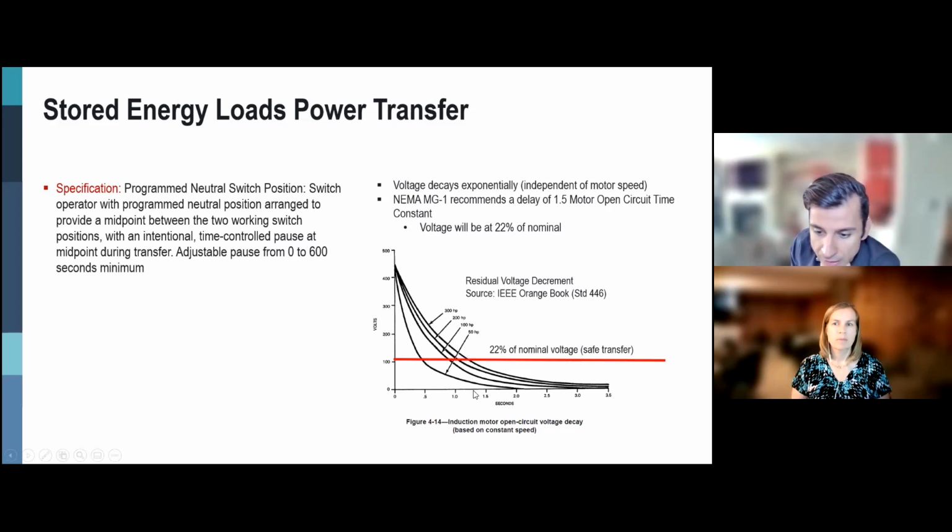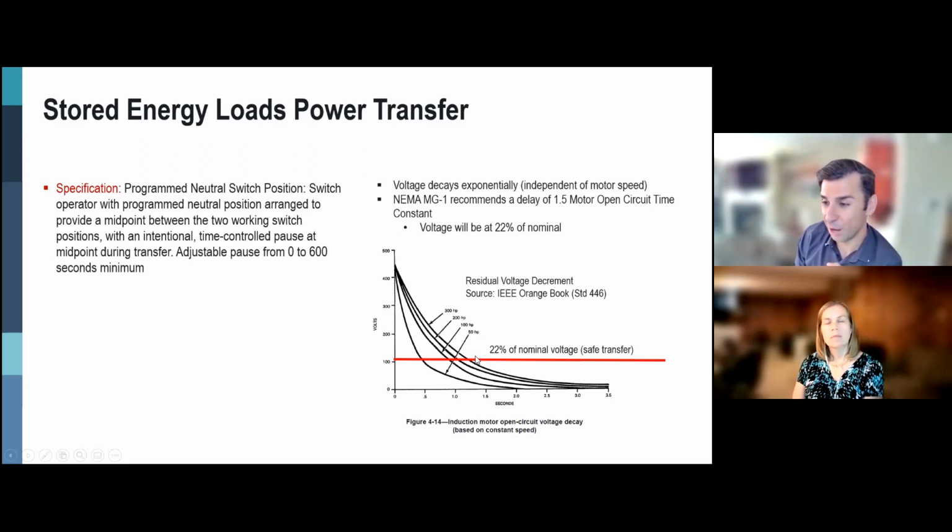It's about less than 1.5 seconds. So it's about maybe 1.2 or 1.3 where it decays down to 22% of the nominal voltage. So you can say it's only 1.2 seconds, even 1.5 seconds for 300 horsepower, you're safe to transfer. And so this is why it's essential to have this 3-position transfer switch.